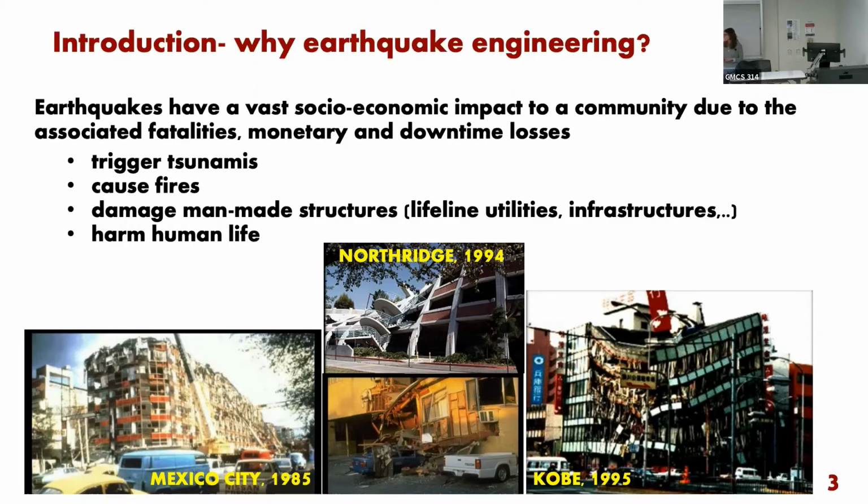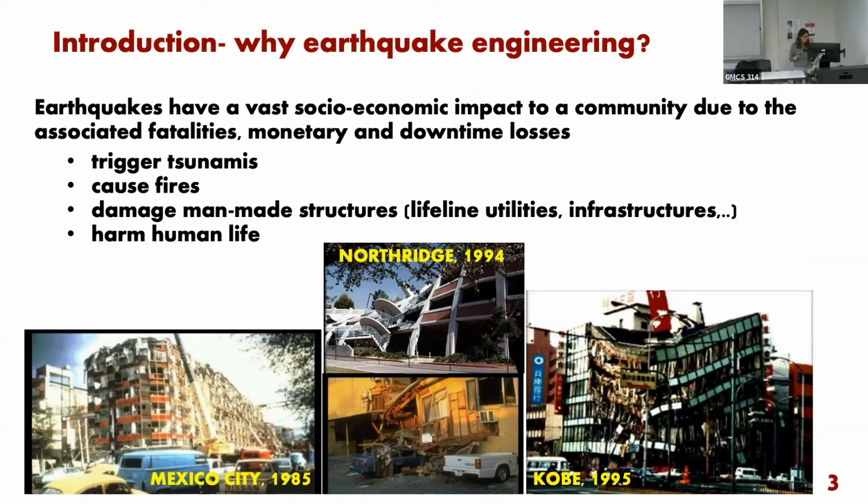Many fatalities occur. Here we see pictures of 3 key events that occurred in the late 80s, early 90s. The first one in Mexico City, 1985. Here in the middle, Northridge, 1994, Southern California. Probably you may know this. It was quite devastating. And this is Kobe in Japan, 1995.